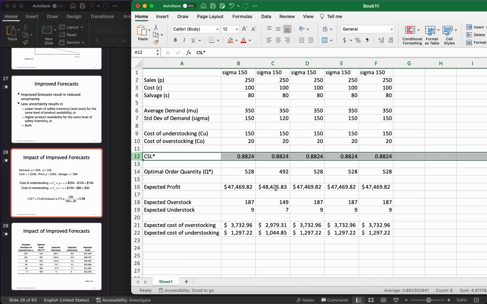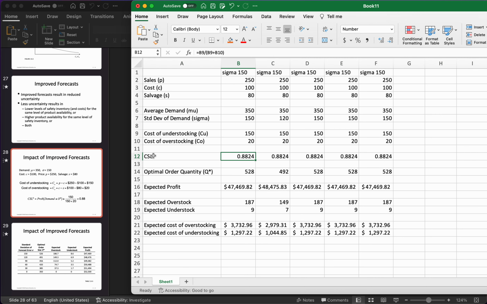So as the standard deviation reduces, we have a better idea of what our demand is. And because we have a better idea of what our demand is, we can order fewer items and still manage to satisfy most of our customers, right? If you remember, the definition of cycle service level is that it is the probability that you'll be able to satisfy customer demand. So what you're saying with reduction in standard deviation, or better forecasts, is that you're able to satisfy the same level of customer demand but with fewer items.